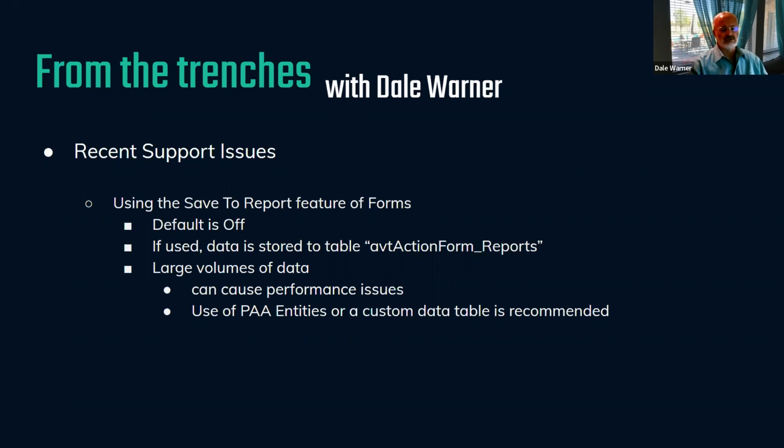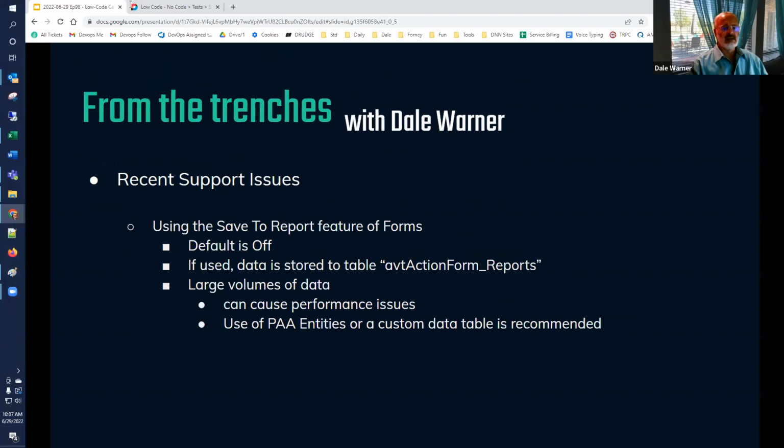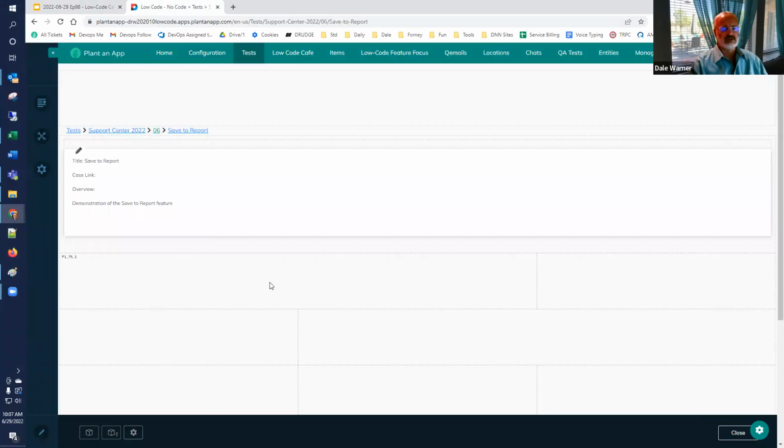And so you can get into an issue where, when you have large volumes of data, you can have performance issues. The recommendation is, if you're going to have large volumes of data, it's better to use a data table or a PlantAnApp entity to store your information and stay away from this saved report feature. But I'm going to take a minute and just show this feature, and then you can get a sense of it.